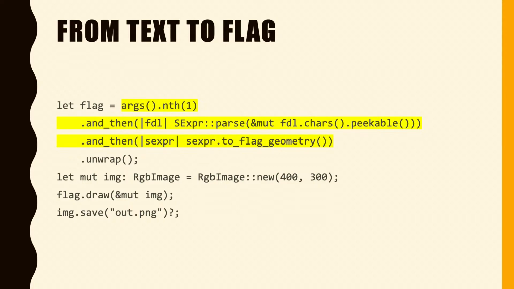Now we just have to tie all of this together. We'll pass the flag definition language through a command line argument. The args function here returns an iterator on which we can call the next method to fetch the first argument. That method actually returns an option of a string. And our S expression parse method and to flag geometry method also return options, so we can just chain them together.